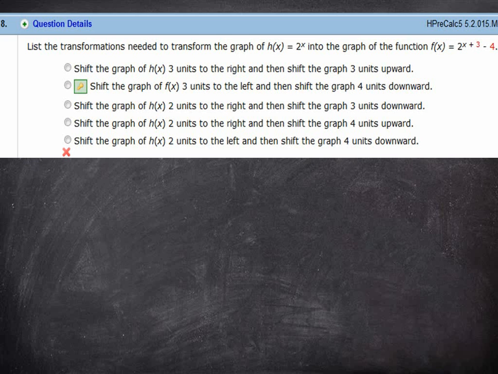They have h of x equals 2^x, and they have h of x equals 2^(x+3) within the exponent with a minus 4 on the outside. And they want to know really, what's the difference between these two? That's the real question. The reason it's asked in the way it is is because it's a WebAssign question with multiple choice, and they have to ask you this way.